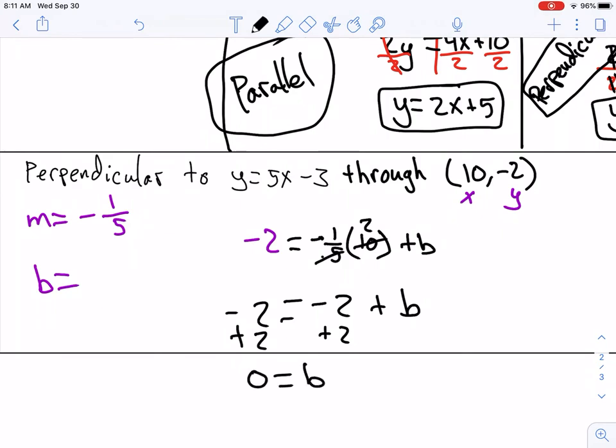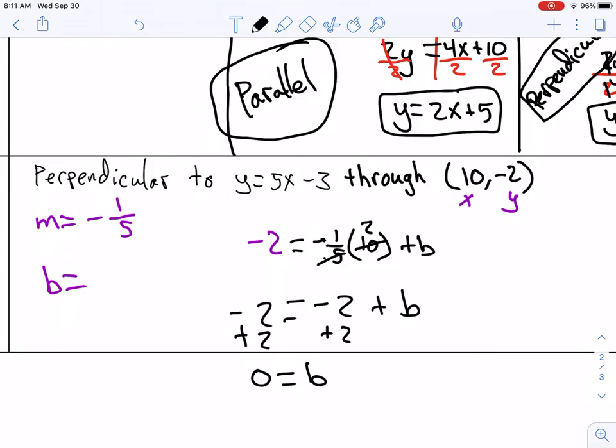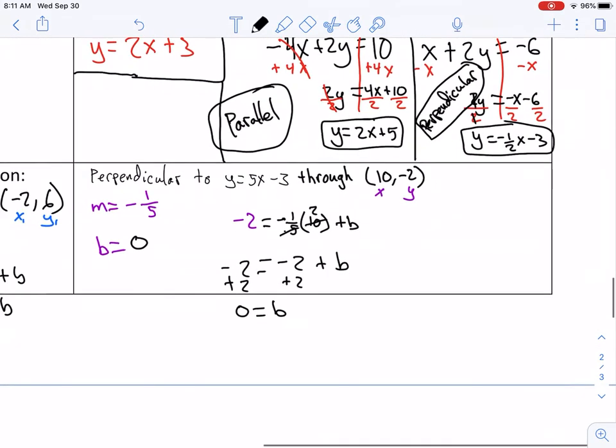So 0 equals b. So what that means, b can equal 0, is that the perpendicular line, or the line that's perpendicular to y equals 5x minus 3, that goes through the point 10, negative 2, is going to be y equals my m, which was negative 1 over 5, times x, plus b, which is 0. So I could write it like that. That's a fine answer, but 0 doesn't really need to be there.